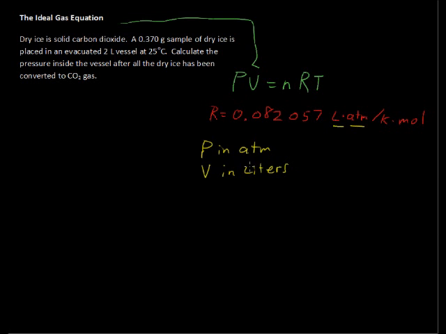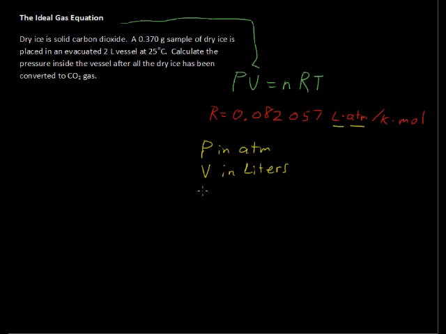So the volume in liters. And the reason I'm specifying this is because there are other values for R that you can use, but that would change the labels here, and therefore the constant would be different if you used different labels. And this is found by using a gas at STP, or standard temperature and pressure.